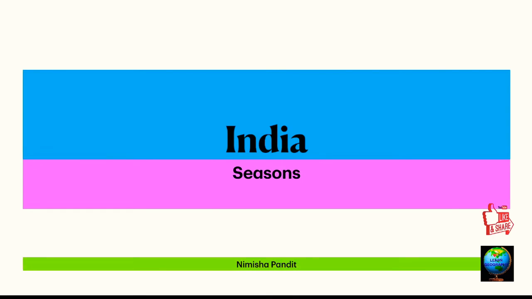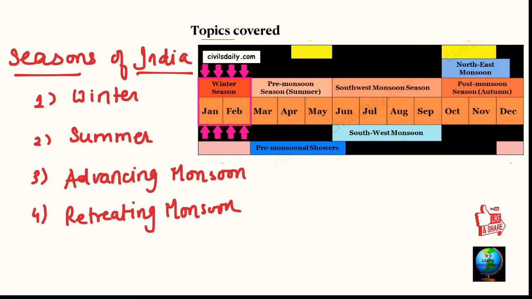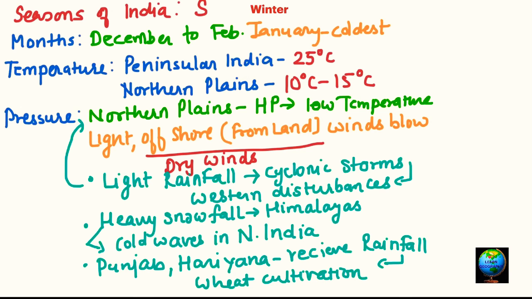In today's video, our topic is India seasons. So, India has four major seasons: winter, summer, advancing monsoon, and retreating monsoon. So, first season in seasons of India, winter. The winter season in India lasts from December to February, and January is the coldest month.